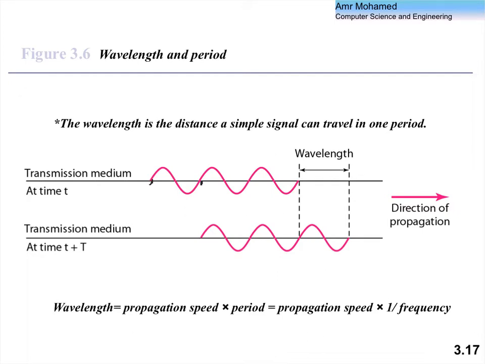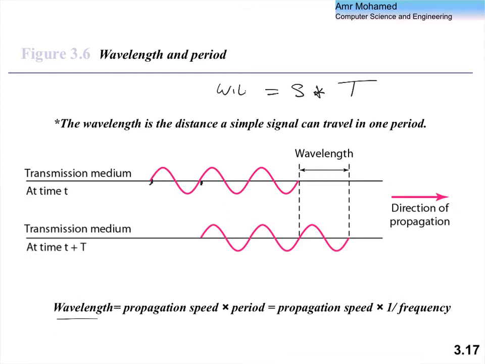So we know that distance equals speed times time. We know that the time of the signal is T. So what is the speed? The speed is the speed that the signal takes to travel through the air. Usually, this is the speed of light. The signal travels through the air at the speed of light, or in some data communication media, this speed is slightly less than the speed of light. Regardless, we call it the propagation speed. So basically, the wavelength equals the propagation speed times T.